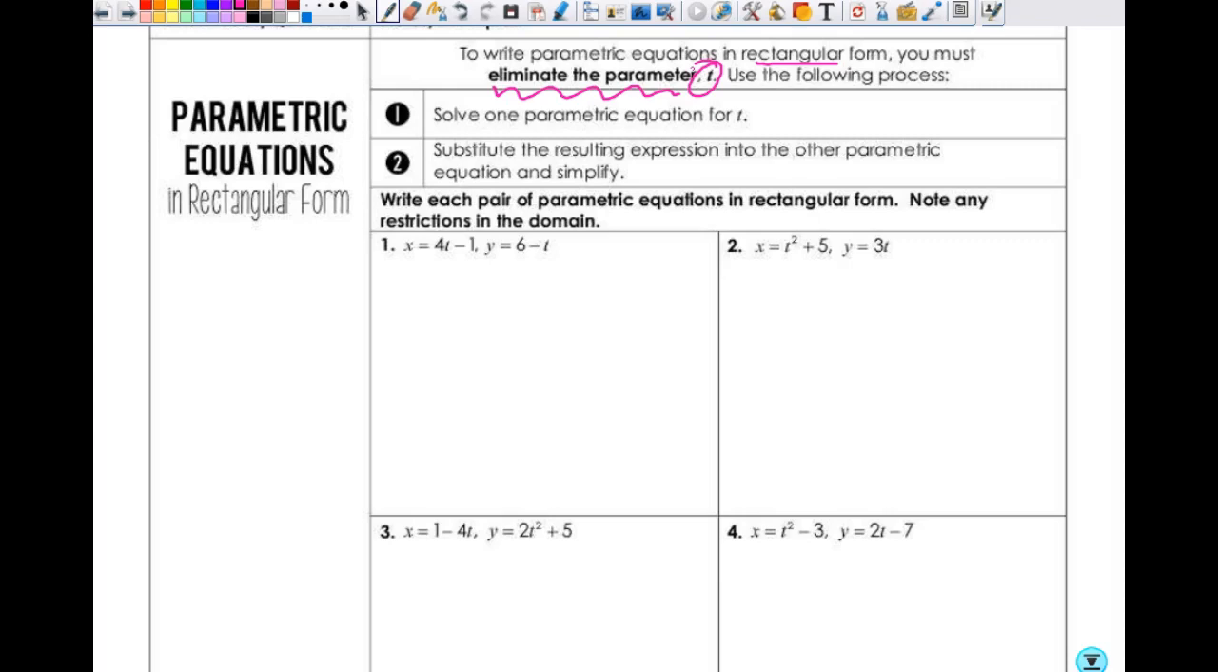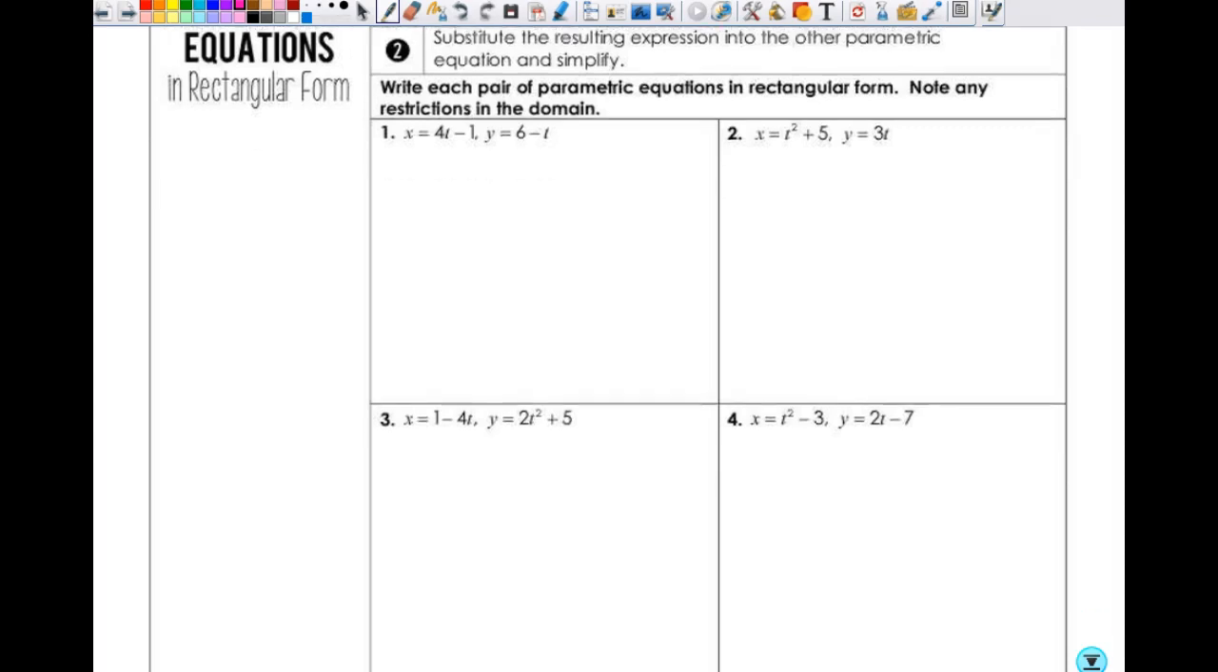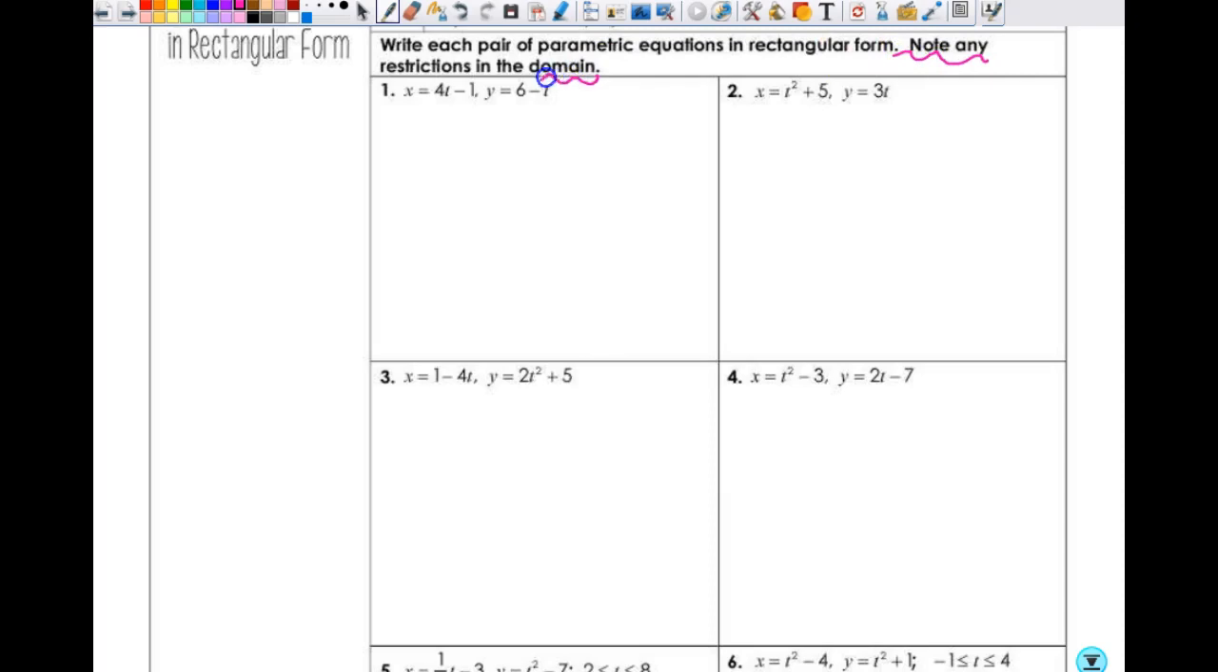So then it says write each pair of parametric equations in rectangular form and then note any restrictions in the domain. That's very important. Now that's going to be pretty obvious when it needs to be done. Either they will have given us an interval, like on 5 and 6, and so we have to take that into account, or we will end up with something like a square root that we know we have to worry about the domain on. So it's not anything you have to check each time. We start off with all real numbers on number 1. That's what the domain is going to be for those because they're linear, and then nothing weird's going to happen. Like I said, you'll see when we go through this, it should be kind of obvious when you have to worry about it.